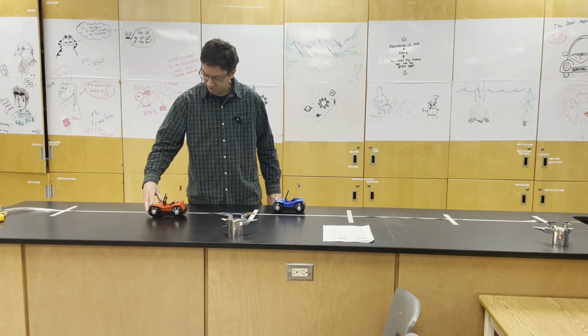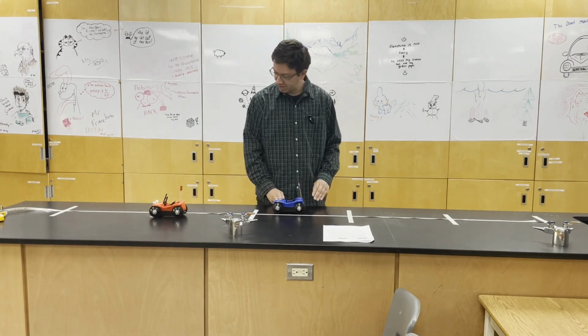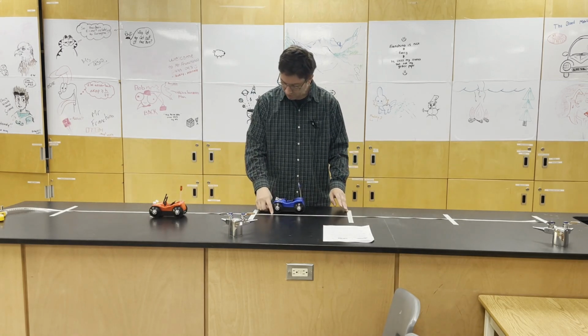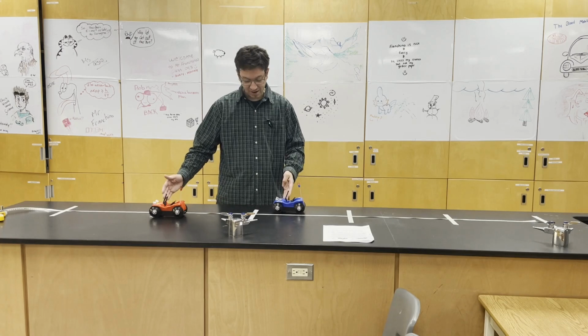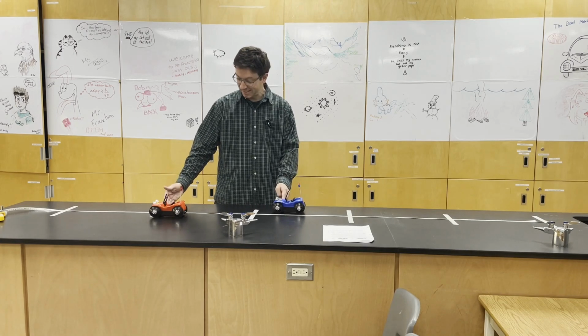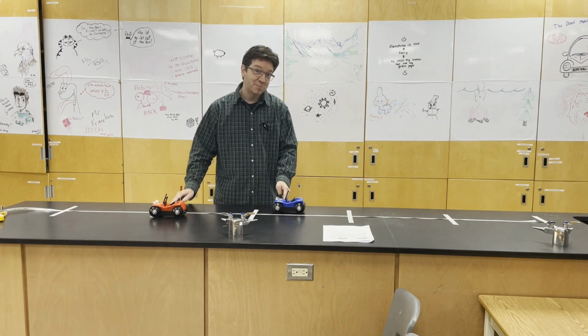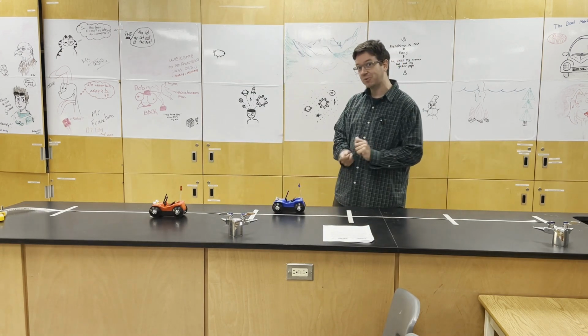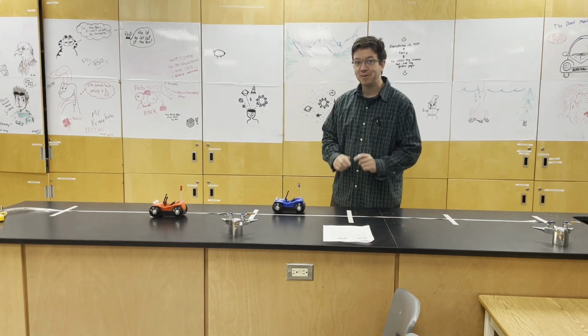All right, so when the red one made it to here, the blue one was here. So red was at 2 meters, blue was at 1.4 meters. So they are 0.6 meters apart. You can make your last calculations, figure out your relative speeds, see if they matched what your predictions were, and let me know what you get in the comments.